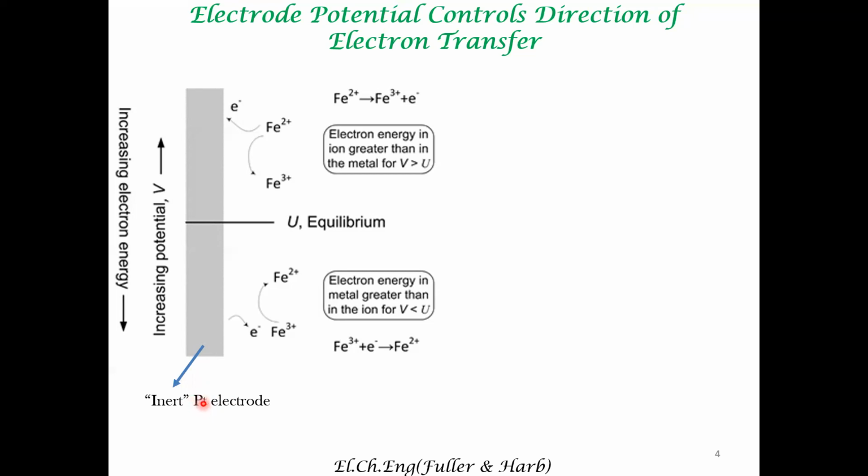We call it inert because you don't see any redox species relevant to platinum. Okay, it acts as an electron reservoir or electron bath, and you can vary the potential of the inert platinum electrode. And the relevant redox reaction, electrochemical reaction, are given here. There is an equilibrium potential for this redox reaction.